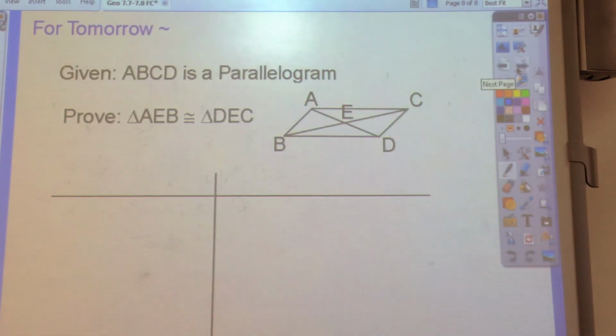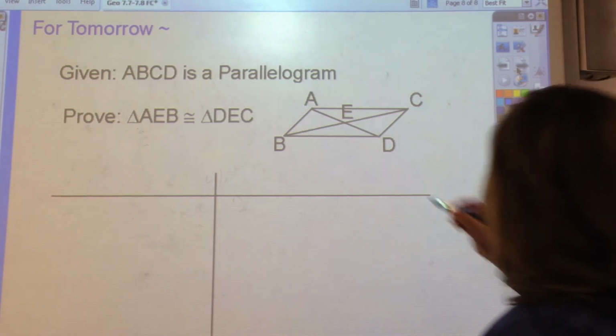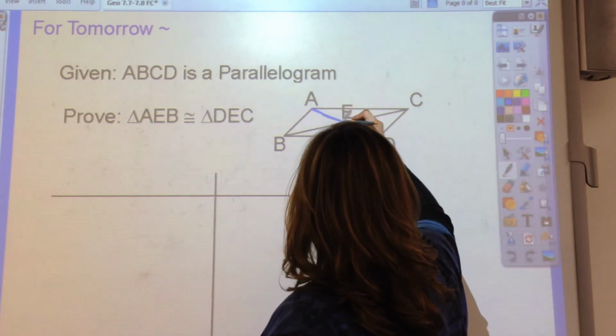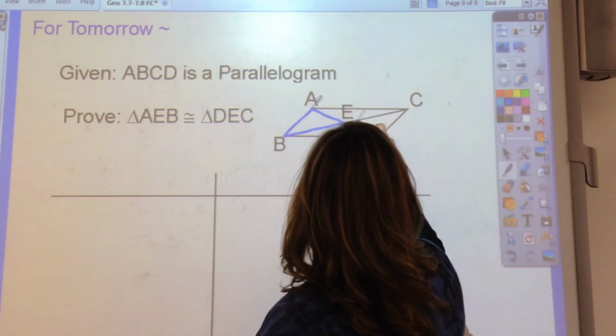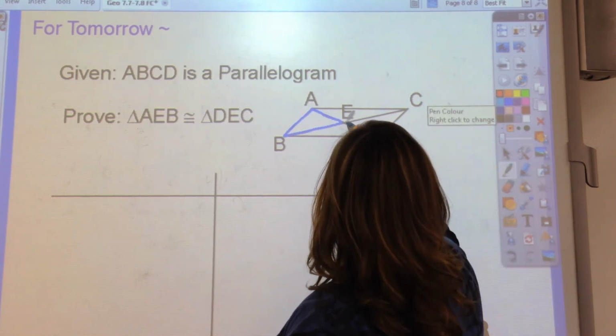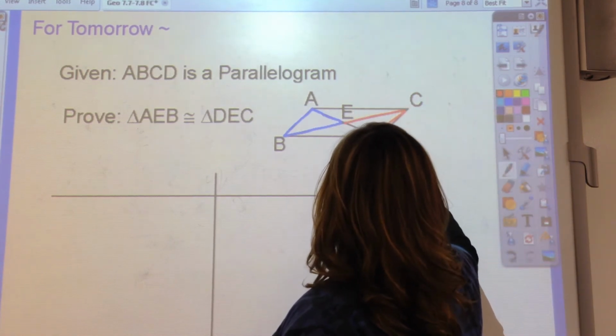All right, for tomorrow, attempt this proof right here. You're given that ABCD is a parallelogram, and I want you to show that this triangle equals, or is congruent to, this triangle.